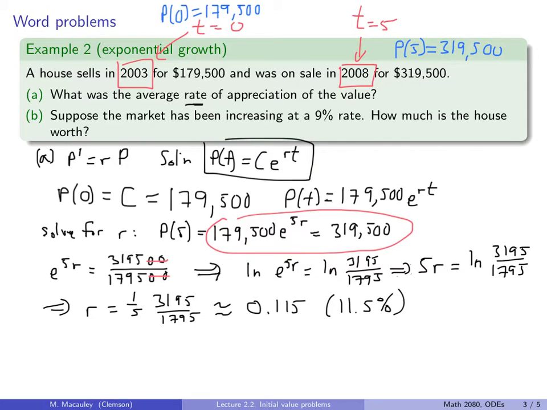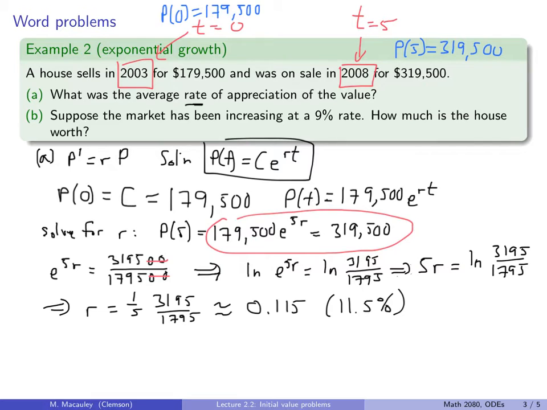So that means that if the house really was worth this much, then it was increasing on average at an 11.5% rate per year. And I knew sitting in my realtor's office that that was not the case, that in fact the market had been increasing at about a 9% rate. So I took out a sheet of paper, which my realtor did not know how to do using her little calculator trick, and quickly computed how much the house should be worth.